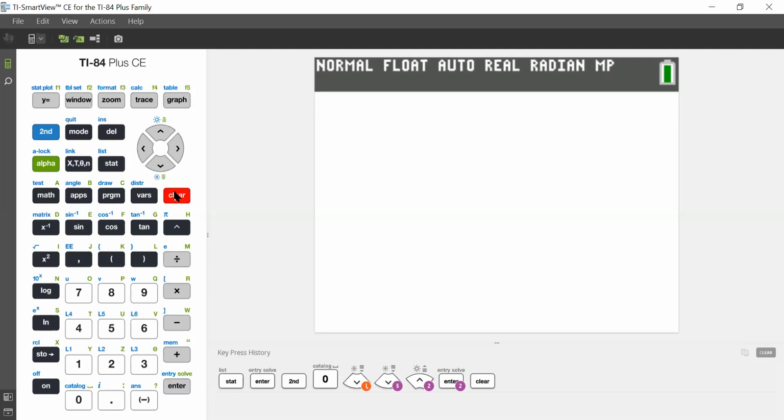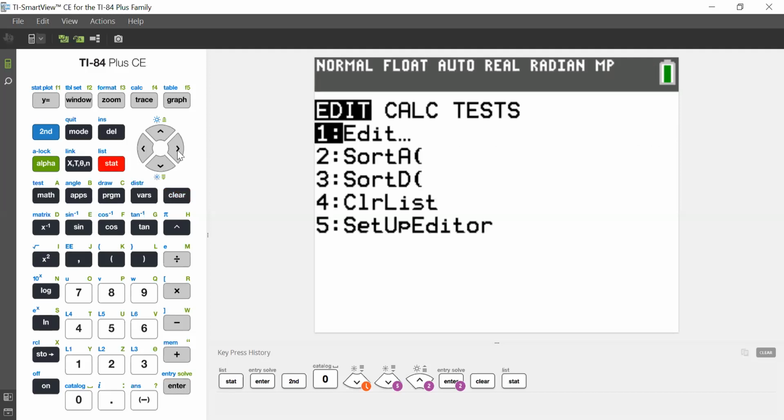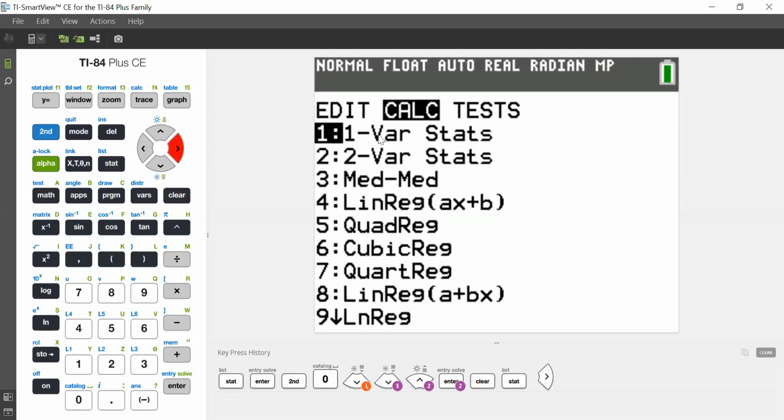All right, so you're going to go to stat now. You're going to go to calc. Until now, we've been using 1-bar stats this whole time, but look down this list. Does anything look like the equation of a line like the one I just drew? Yeah, step 4, lin reg, ax plus b. M is used for another feature in the calculator, so a is the slope, b is the y-intercept. So hit enter.